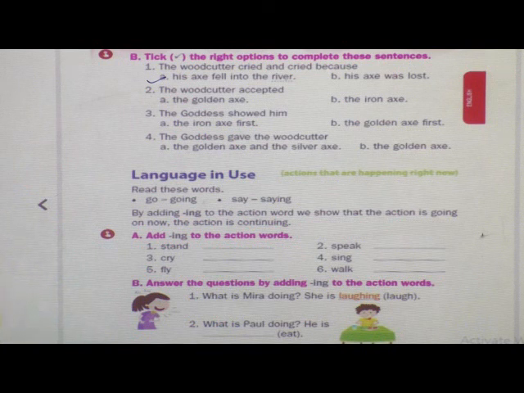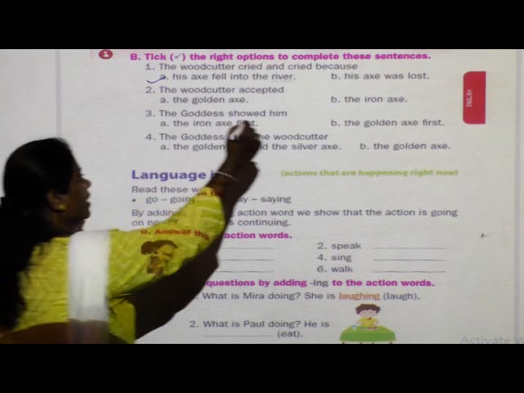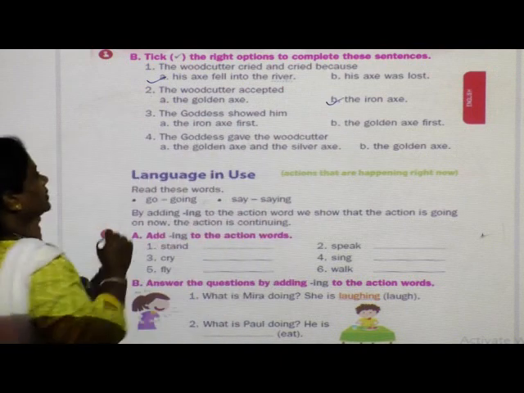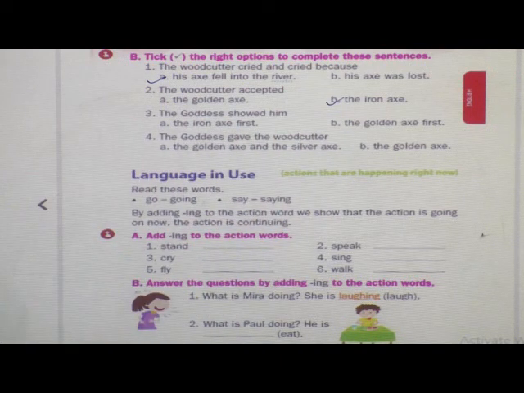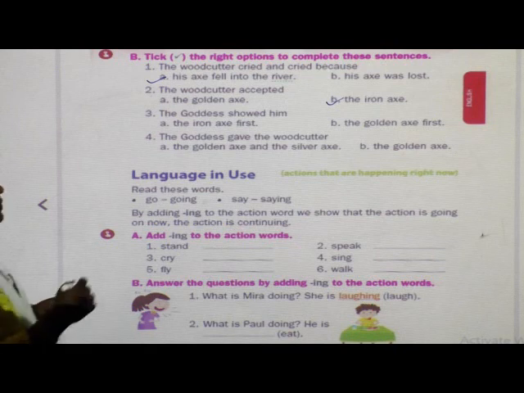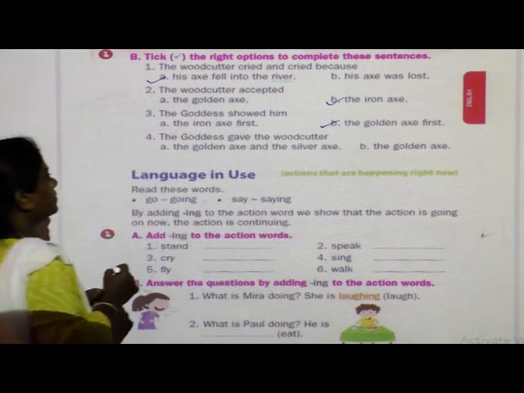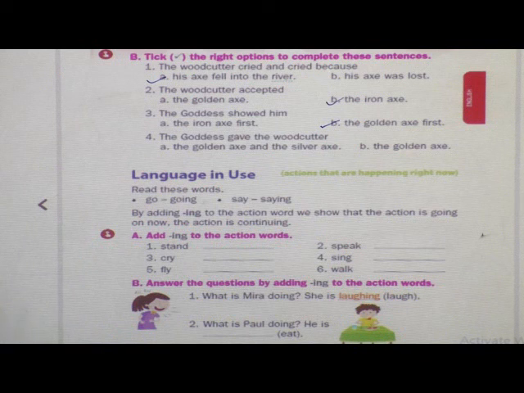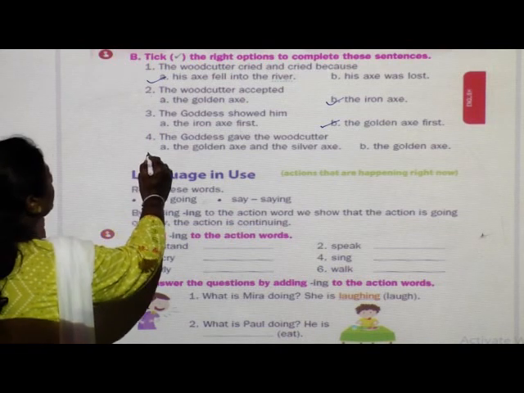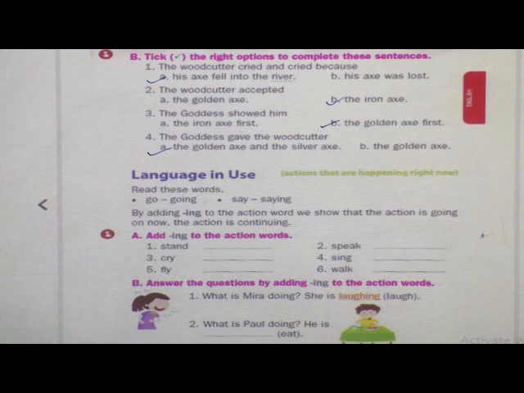The woodcutter accepted the golden axe or the iron axe? Yes, children? Yeah. The iron axe. The next one, the goddess showed him the iron axe first or the golden axe? Very good, the golden axe. Fourth one, the goddess gave the woodcutter the golden axe and the silver axe or only the golden axe? What has the goddess given? She has given the golden axe and the silver axe.